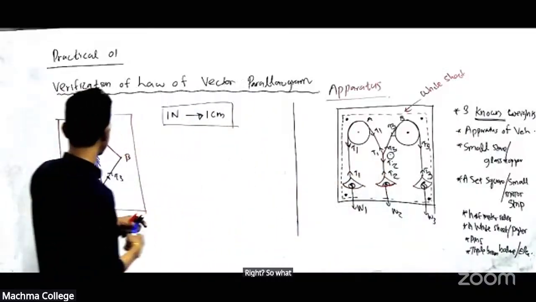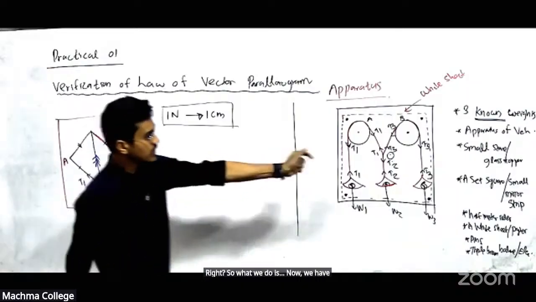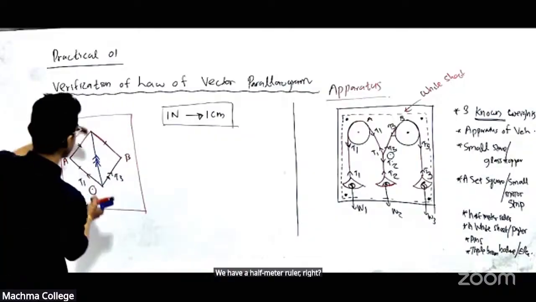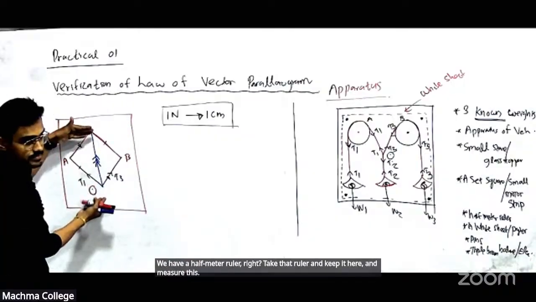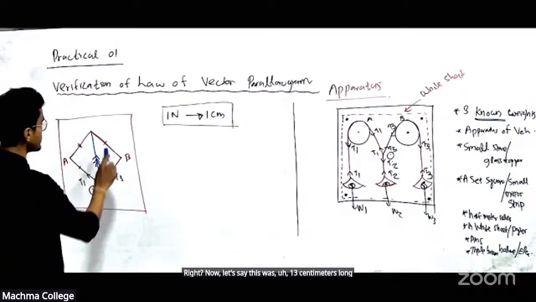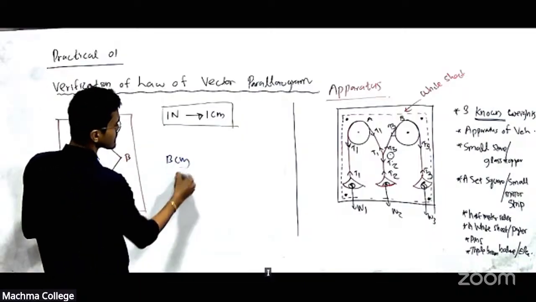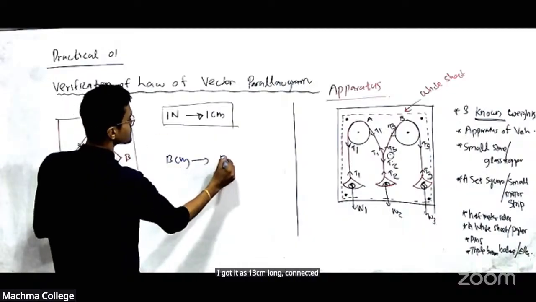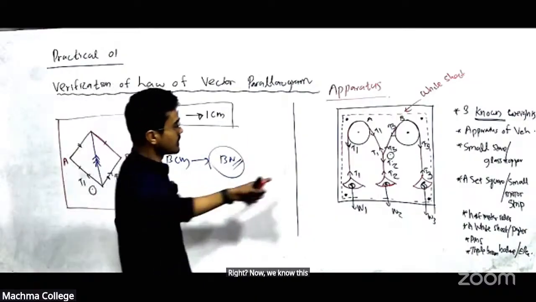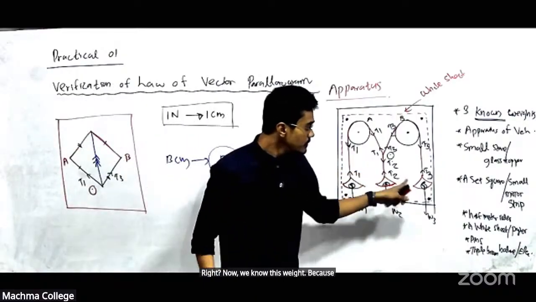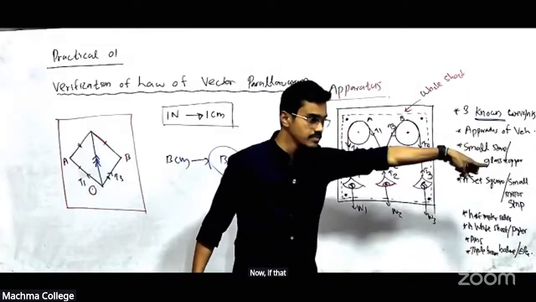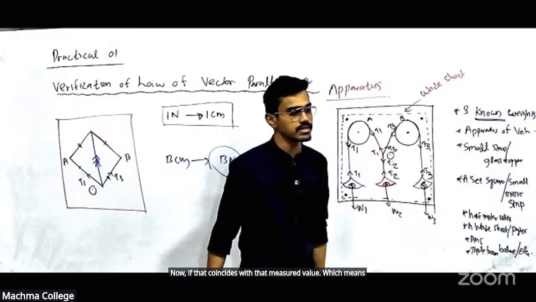So what we do is, now we have a half meter ruler, right? Take that ruler and keep it here and measure this. Now let's say this was 13 centimeters long. Once we measure this, I got it as 13 centimeters long. Convert it to the other side, which means that is 13 newtons, right? Now we know this weight because we have already measured that weight using the triple beam balance. Now if that coincides with that measured value, which means the vector parallelogram is verified.